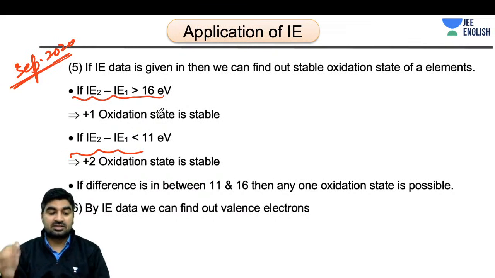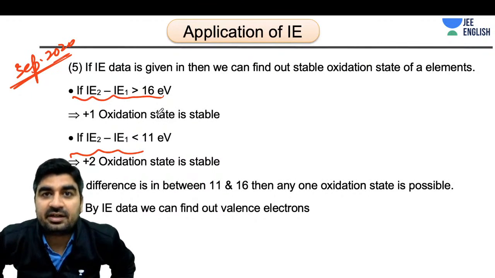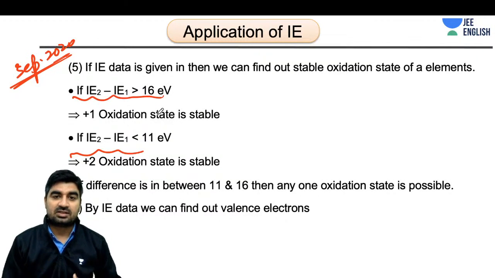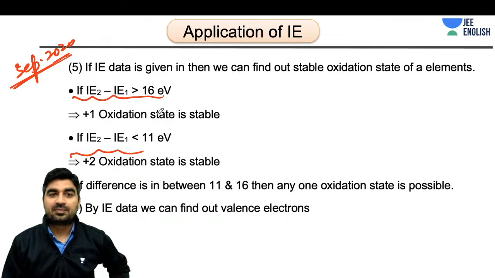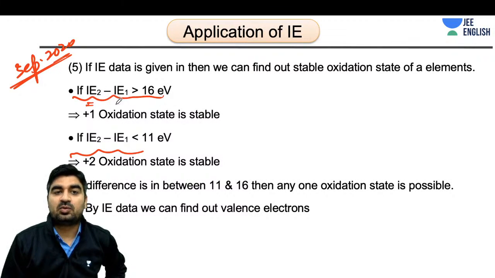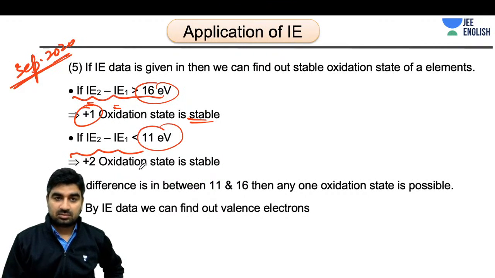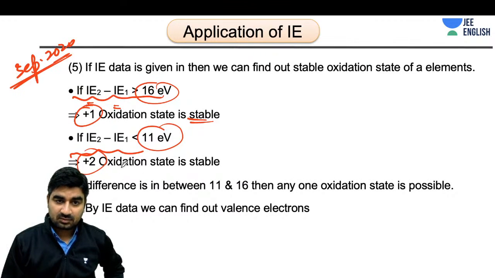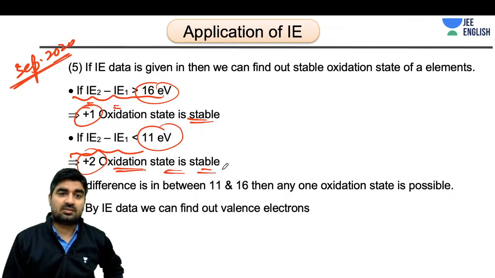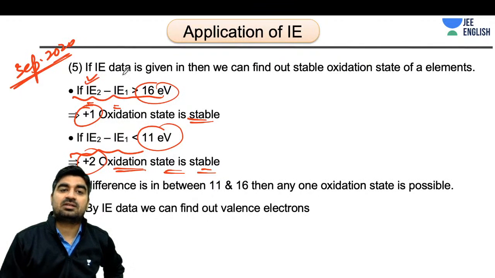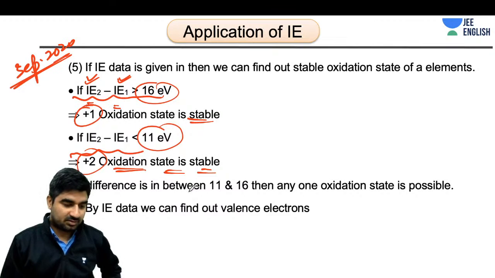If ionization energy data is given, using that data you can tell about the oxidation state, which oxidation state is more stable. Suppose the difference between I2 and I1 is greater than 16 electron volts, then I will say that the plus 1 oxidation state is stable. If it is less than 11 electron volt, then I will say the plus 2 oxidation state is stable. Got it? So if you are provided ionization energy data, then you can find it.